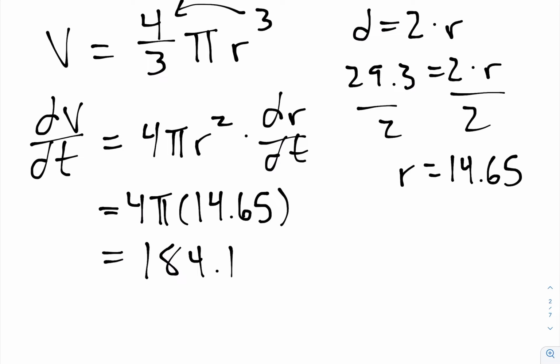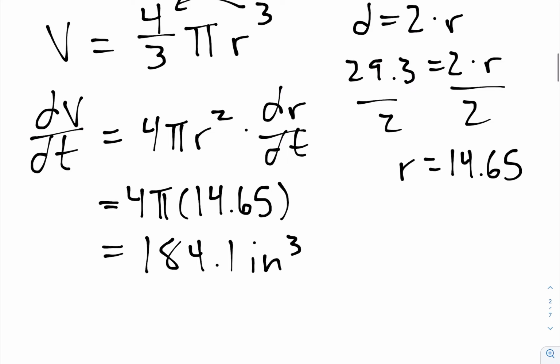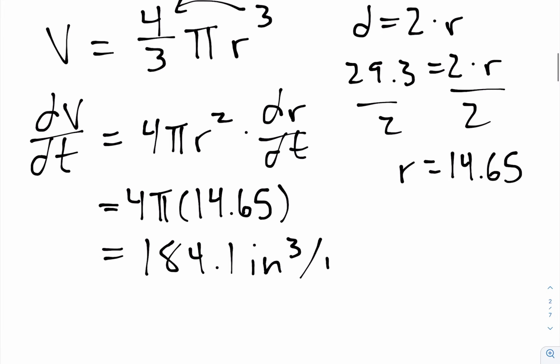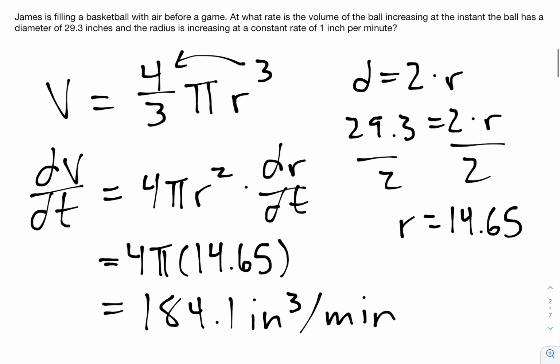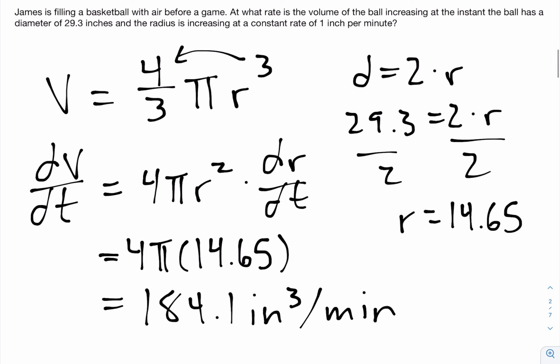184.1. And then we always need our units here. So dV by dt, remember, our unit here was inches, so this is going to be inches cubed per some unit time, because that's that dt on the bottom there. So this is going to be per minute. So units are super important with related rates, because if you get your units wrong, you get the whole question wrong. Because 184.1 cubic feet per year is different than 184.1 inches cubed per minute. So you have to keep track of what your units are the entire way.